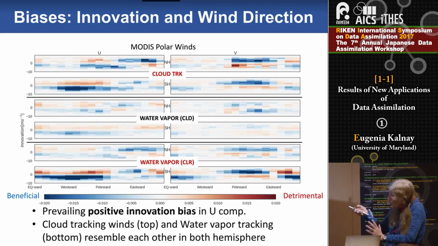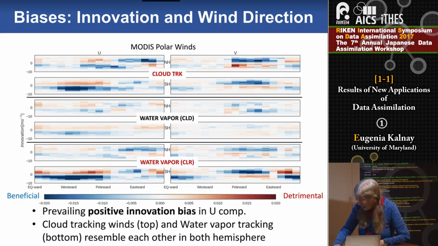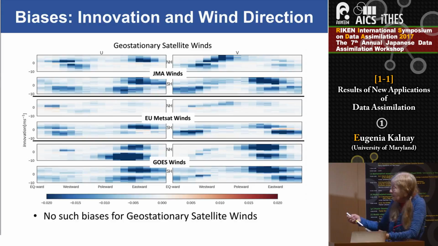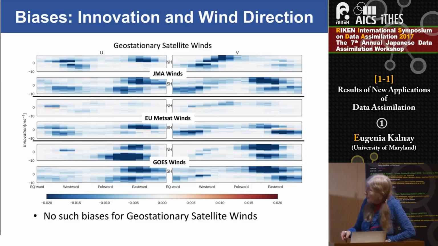There are many more details that you can learn from this, but we are struggling trying to find the origin of this. And these biases that show in the MODIS winds with red when the observation increment is positive don't appear in very similar winds, for example, geostationary winds.